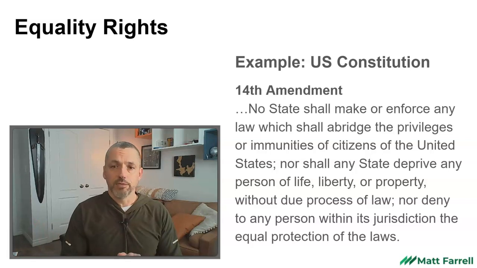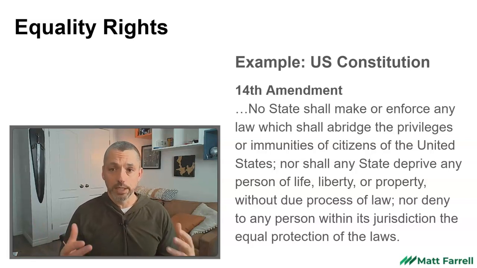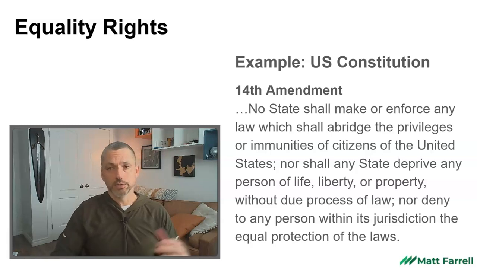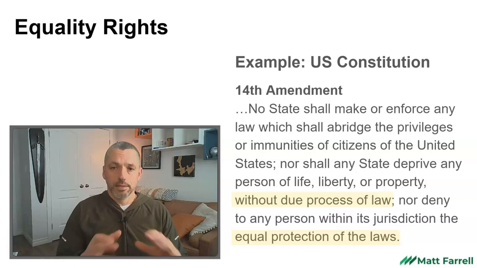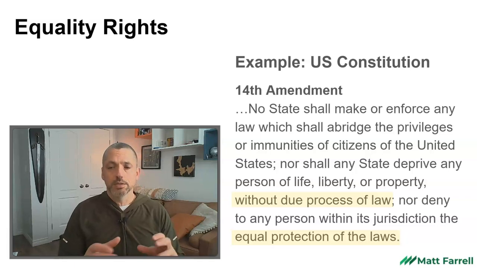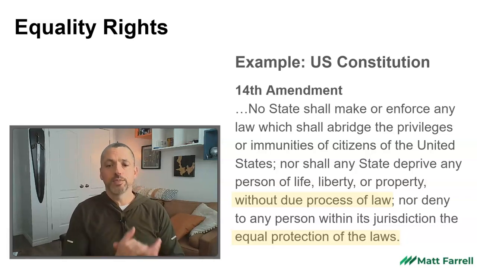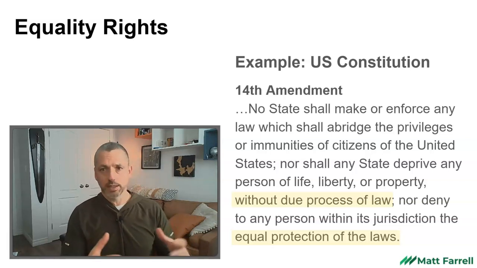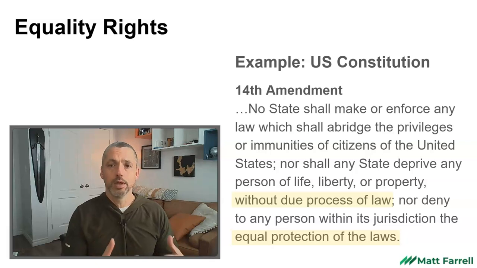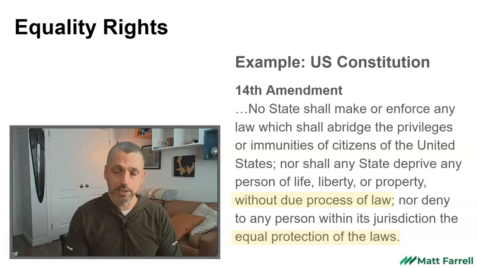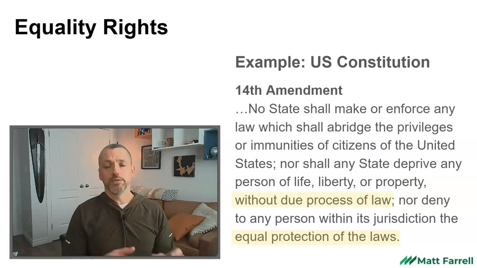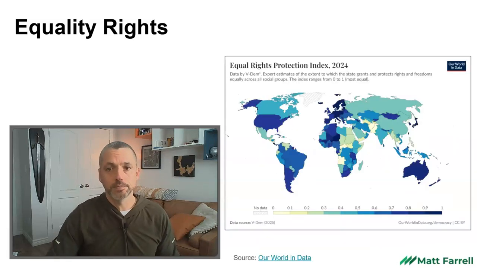For example, the 14th Amendment of the United States, one of the earlier guarantees of equality. It's one of the Reconstruction Amendments. The idea that no government within the United States shall make any law that deprives people of their rights without due process of law. Essentially, that's saying that you're entitled to proper legal process and, of course, equal protection of the laws. This should apply equally to different groups in society.